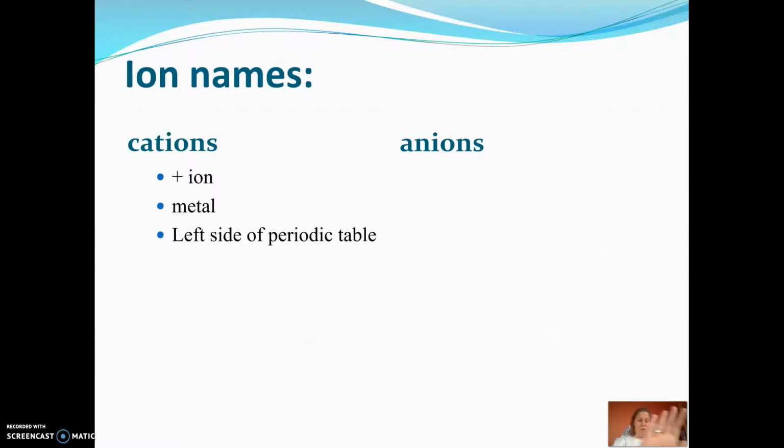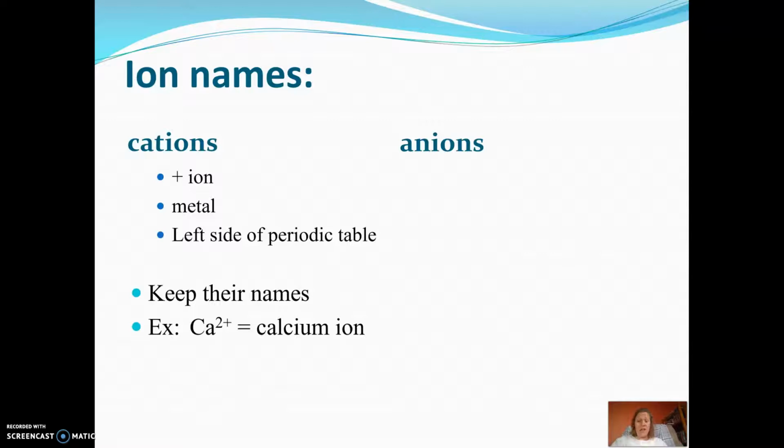The whole left side of the periodic table is metals. And funnily enough, the periodic table reads like a book. So when you write, why are metals written first? Because they're on the left side of the periodic table, so they come first. I'm pretty sure that's the only reason. But they keep their names, kind of like molecular compounds. The first element kept its name. So like calcium, doesn't matter if it's a 2+, it's just calcium.